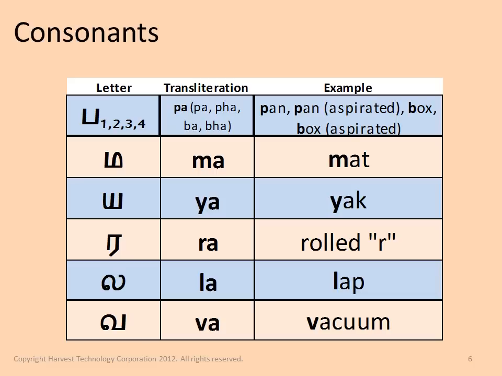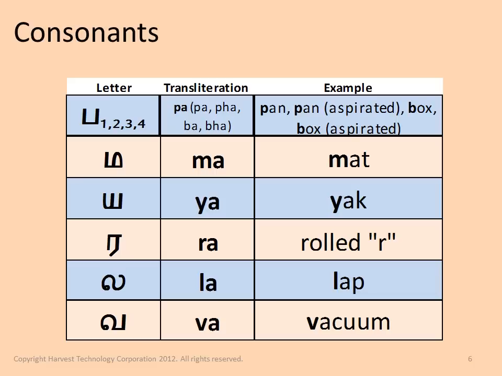The third is a B sound, like in the word box, ba. And the fourth is an aspirated version of the ba sound. The next consonant is ma, as in the word mat. Next is ya, like in the word yak.